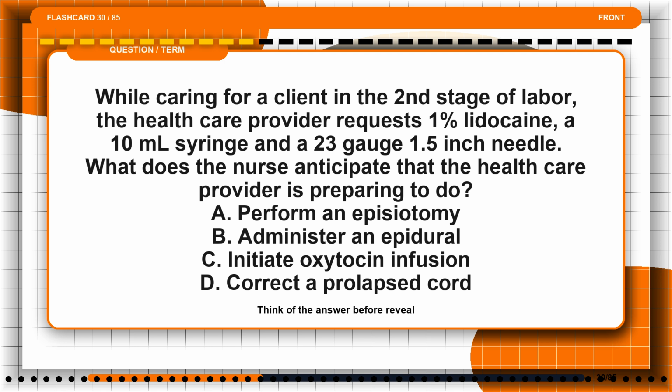A. Perform an episiotomy. B. Administer an epidural. C. Initiate oxytocin infusion. D. Correct a prolapsed cord. Think of the answer before the reveal.